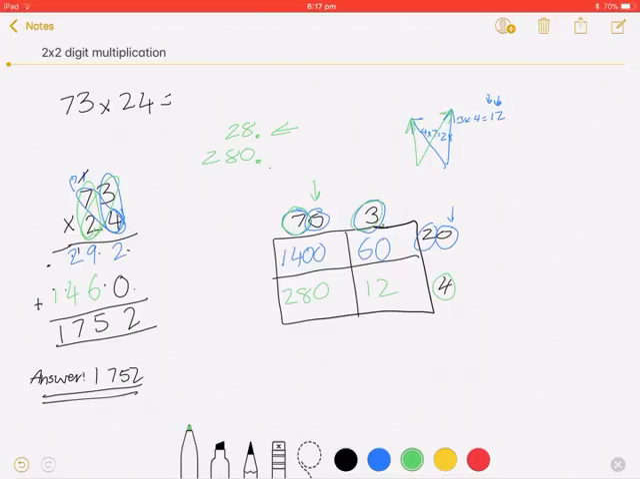And then all I need to do is add it up. So 1,460, if I add this line here, 1,460. Then I can do 280 plus 12 is 292. Let's see if we get the same answer. 2, 15, 5, 6, 7. Great, we got the same answer.